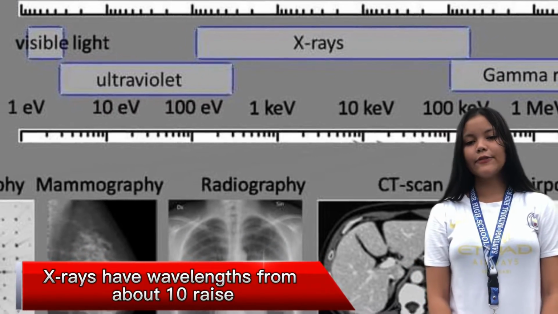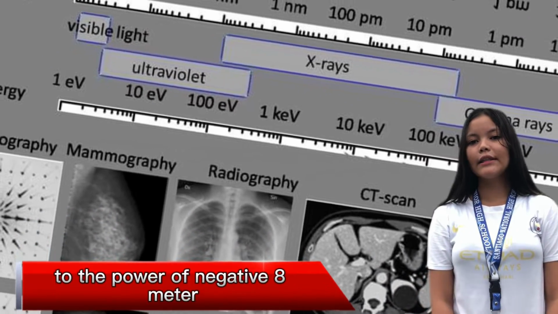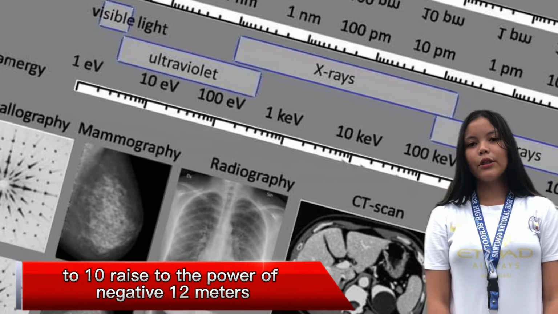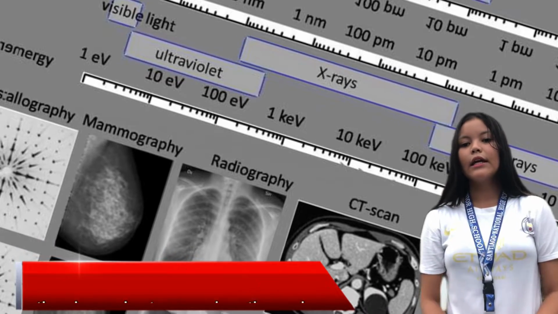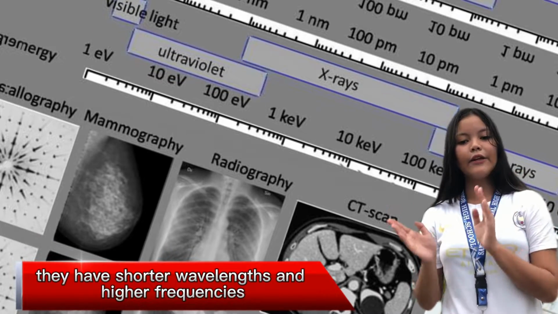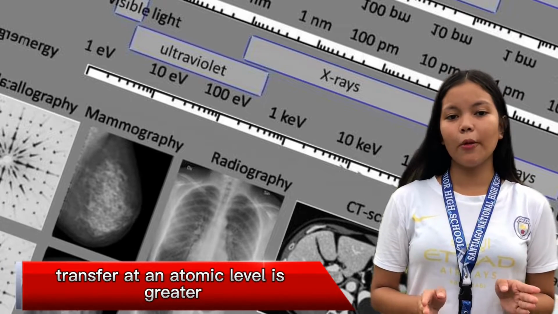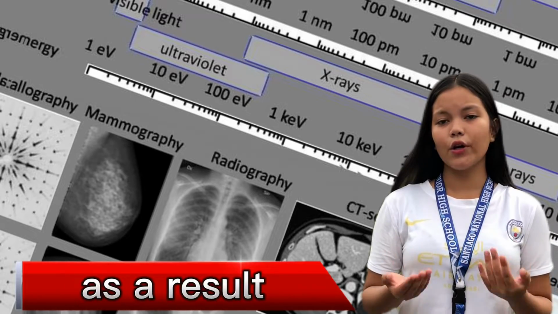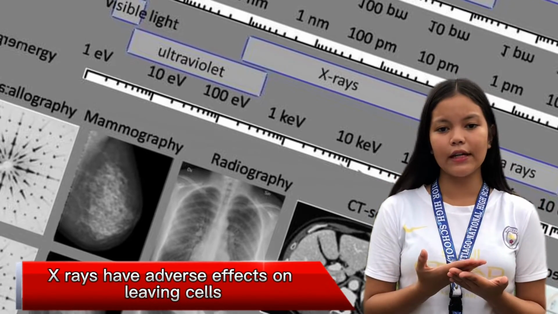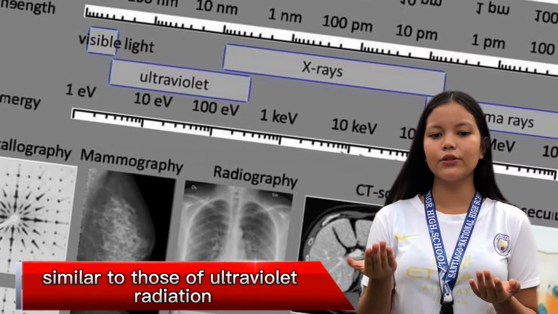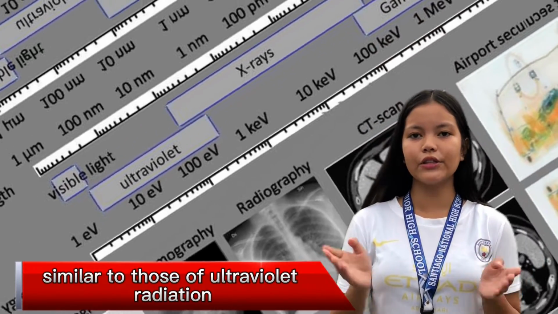X-rays have wavelengths from about 10^-8 meter to 10^-12 meters. They have shorter wavelengths and higher frequencies than ultraviolet, so the energy they transfer at an atomic level is greater. As a result, X-rays have adverse effects on living cells similar to those of ultraviolet radiation.